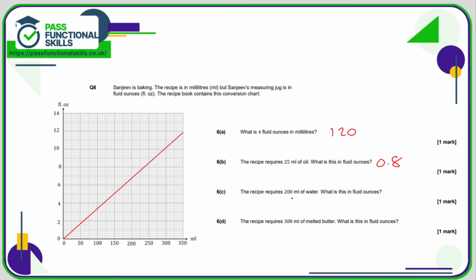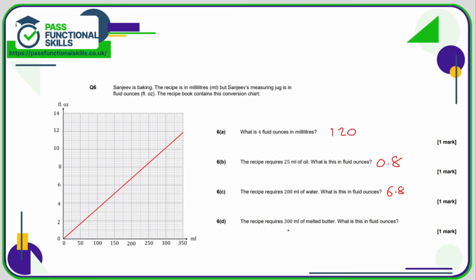What is 200 millilitres in fluid ounces? So here's 200, so that is one line down from here, so this is 7. Go back 0.2, so I'd say 6.8, but apparently the mark scheme says 6.7. I'm not sure how you're supposed to get it to that level of accuracy, but 6.8 should be fine.